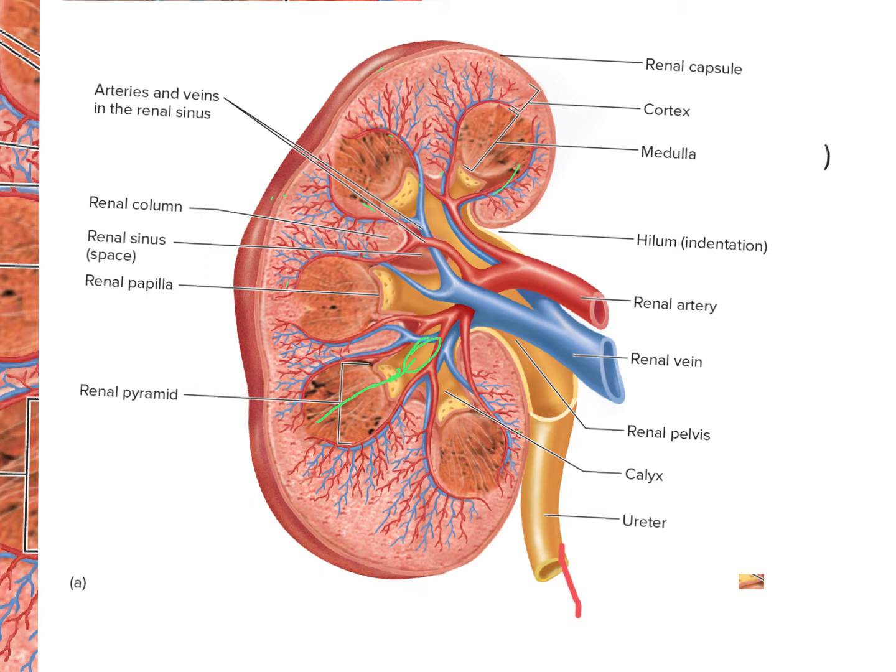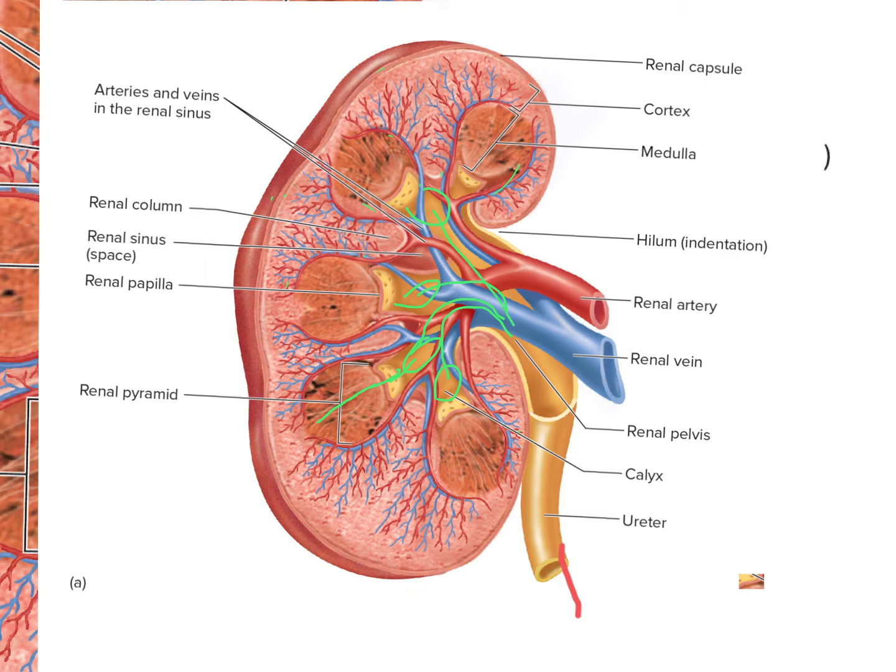Okay, the major calyx is this big area here. You see one here, you see one there, you see one there, you see one there. So minor calyces empty into major calyces. Okay, the major calyces empty into what? Is the renal pelvis next? Yes, it is. So all of these are going to enter into the renal pelvis.